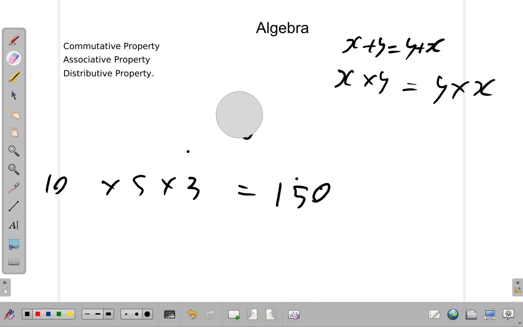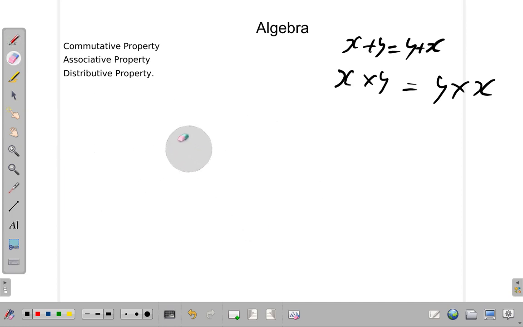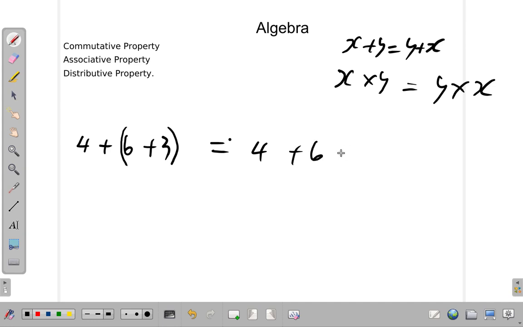Let's say we look at the associative property now. What it's really saying, as an example, is that 4 plus (6 plus 3), where you put 6 and 3 in the bracket, is the same as (4 plus 6) plus 3, where you put 4 and 6 in the bracket. You do what is in the bracket first.